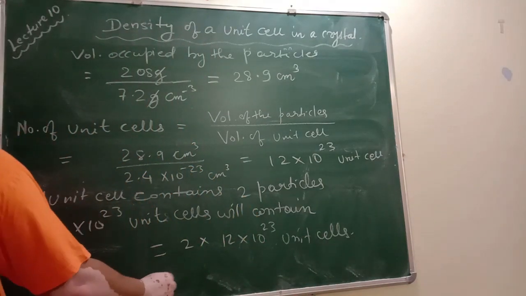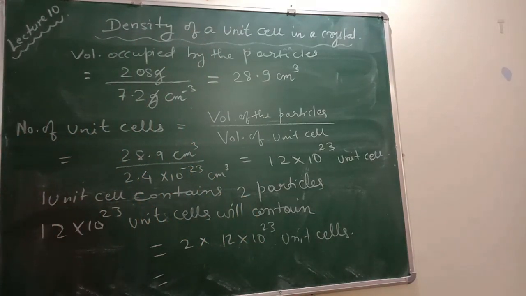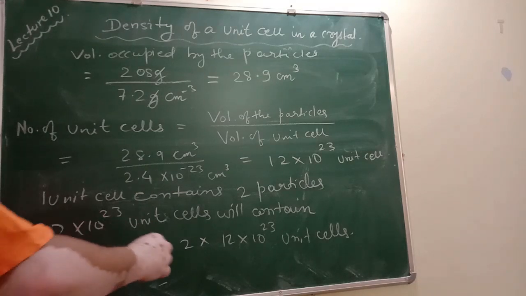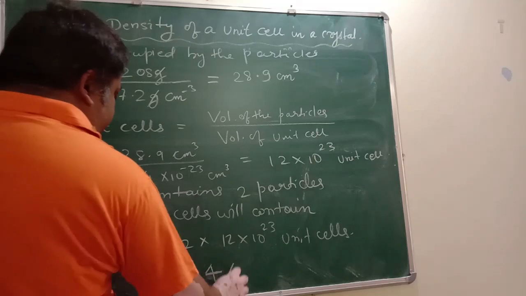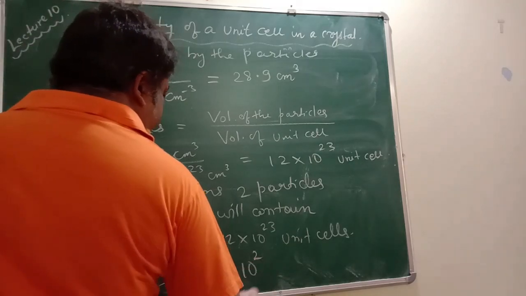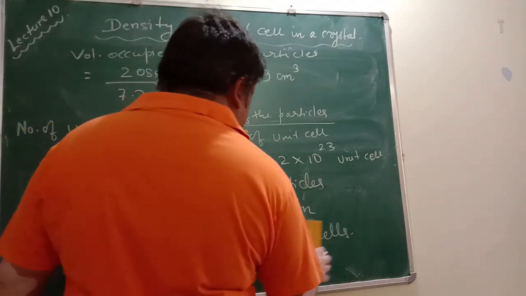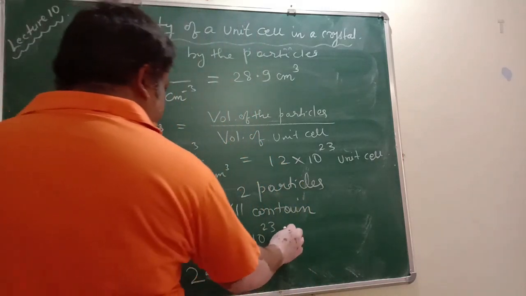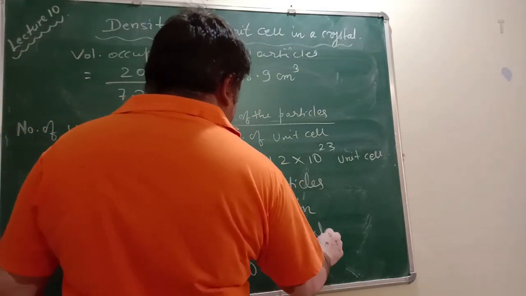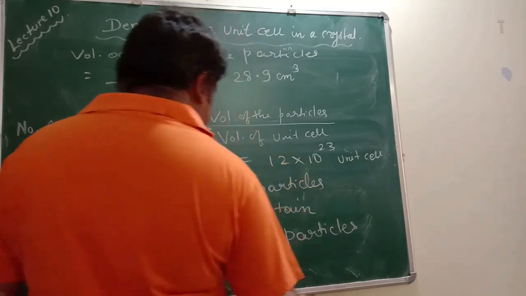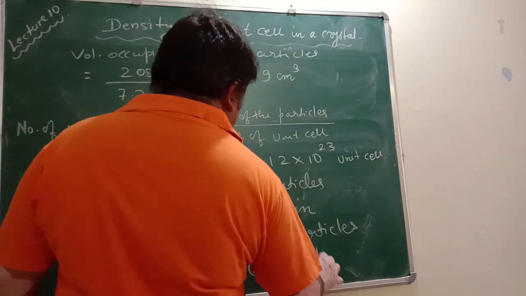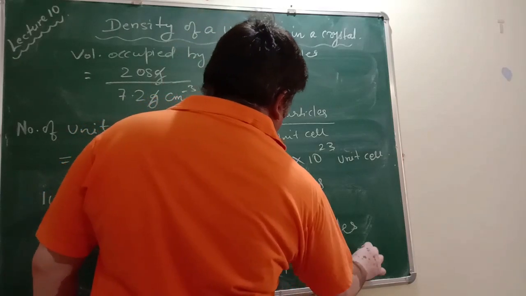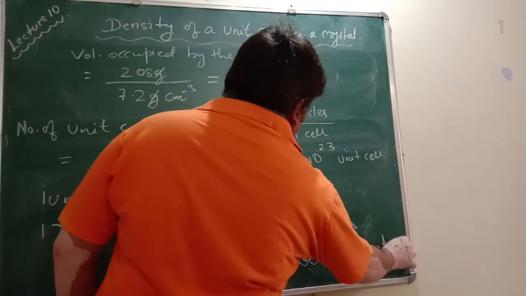For quicker calculation, I have not taken a number of values after the decimal, so that the calculation becomes easy. So your answer will be nearly equal to 24 into 10 to the power 23 particles, or if it was an atom, then atoms.